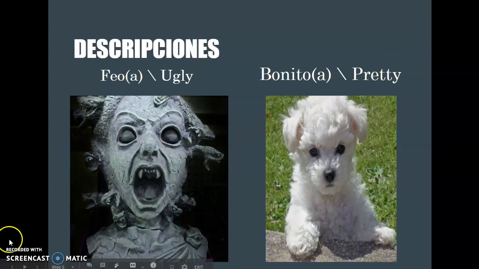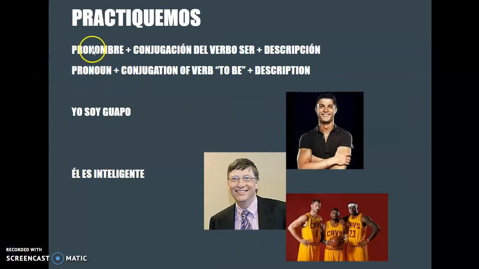So one more time, let's go over how you will build a sentence using the description words and the conjugations. You will need to use the pronoun, el pronombre, the conjugación del verbo ser, the conjugation of the verb to be, and a description word. It's kind of like a little puzzle that you're making. So for example, yo soy, which means I am, guapo, I am handsome.